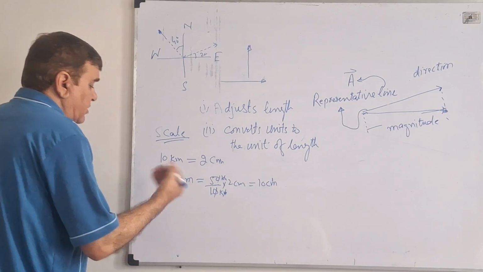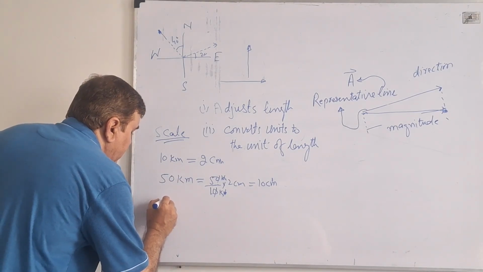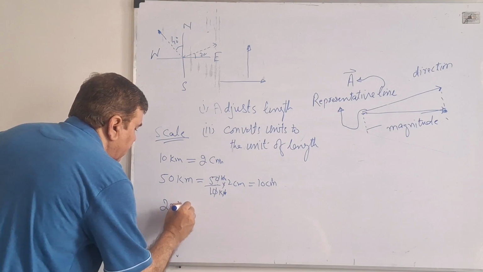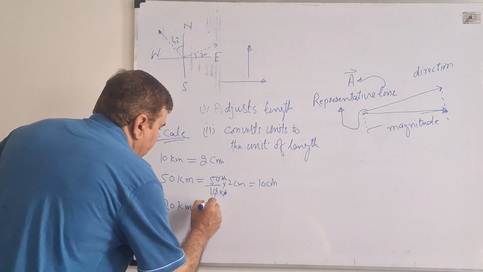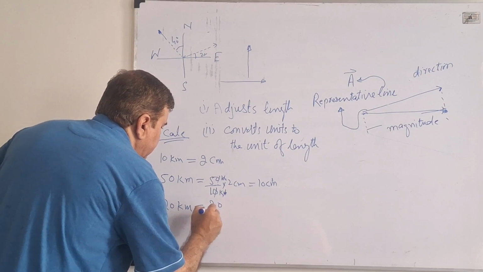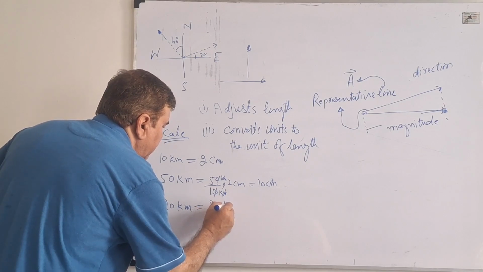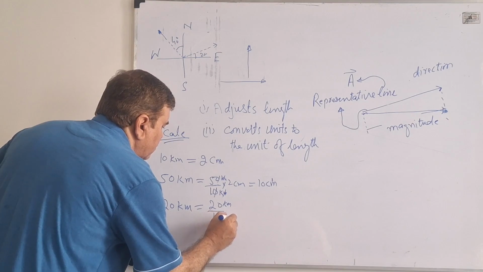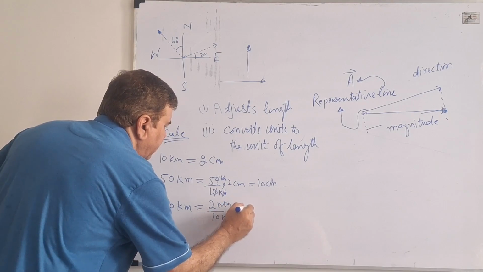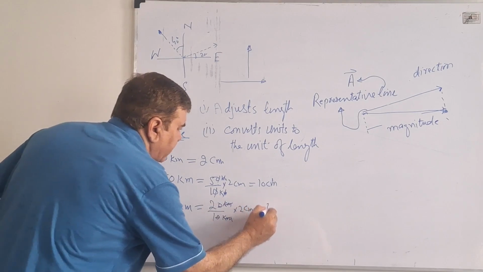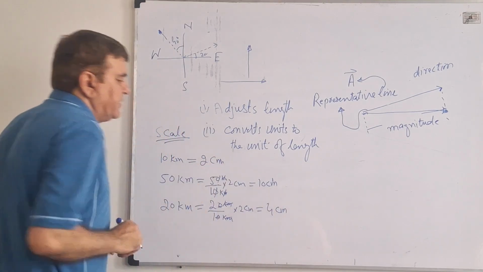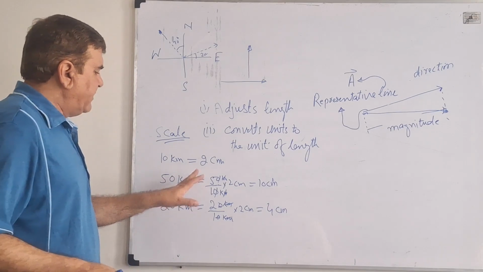Similarly, I can take another displacement, let's say of 20 kilometers. Then this would be equal to 20 divided by 10 kilometer, multiplied by 2 centimeter, and this kilometer cancels with this kilometer, giving me 4 centimeters. Now additionally, we would be given the direction.